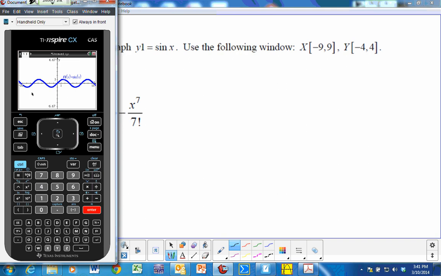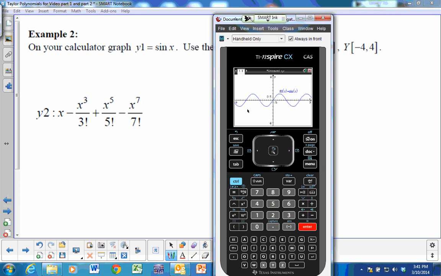Now a quick way to do that when you know all the things you want to change is go to menu, window zoom, and use number 1, window settings. It tells us to go -9 to 9 for x, and then over here on y, -4 to 4. Alternately, you could have double clicked and gotten the same thing, but this is what it asks us to use.